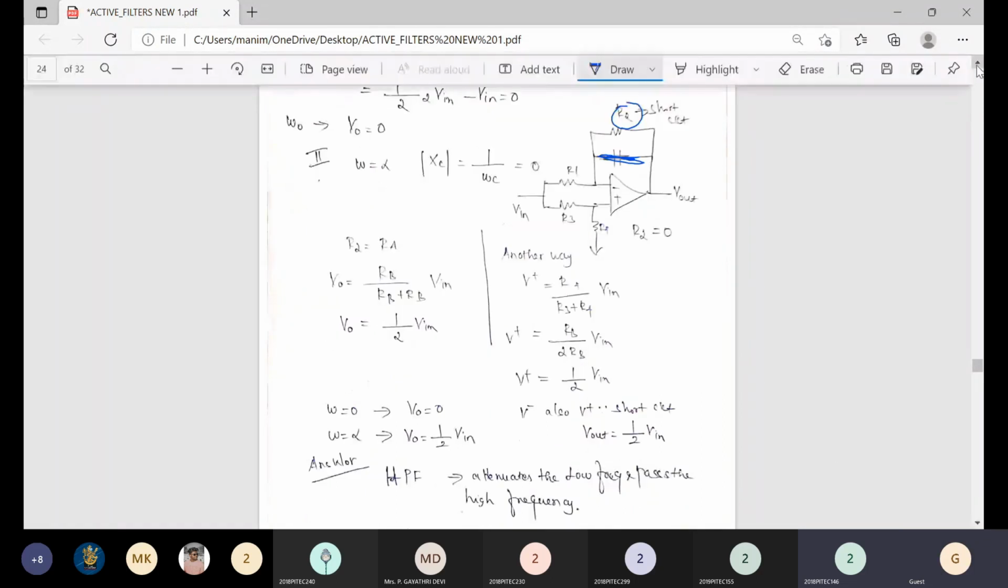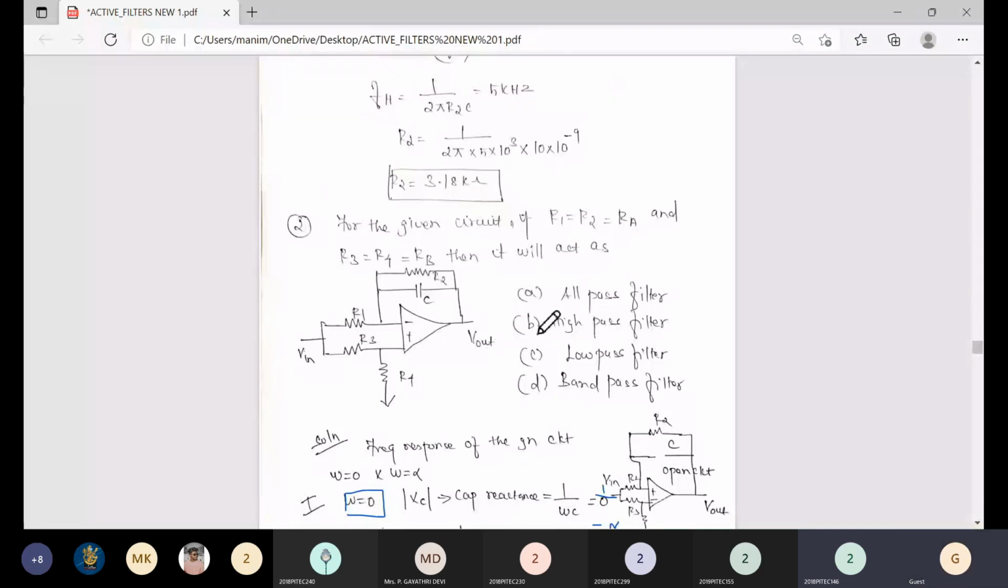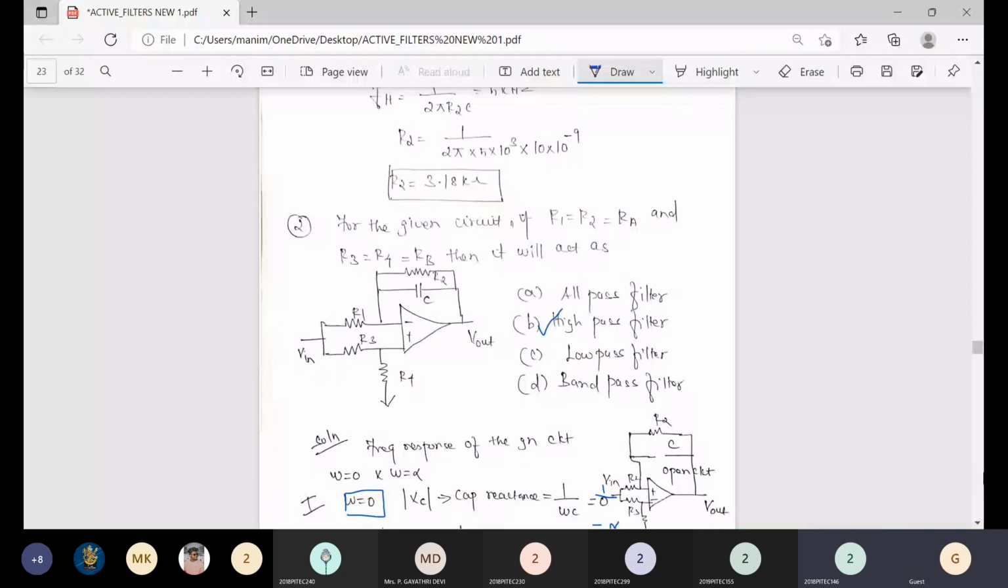So from this we can say which filter the given filter is. The filter does not allow the low frequency signal: omega is 0, V naught is 0, right? At maximum frequency, V naught equal to half of the Vn. So the filter allows the high frequency signal. So the given circuit is the high pass filter, and the B answer is the correct answer. In this way we are going to find the answer for the question.